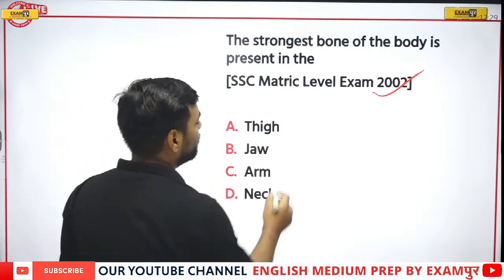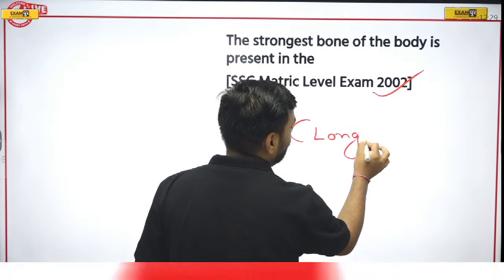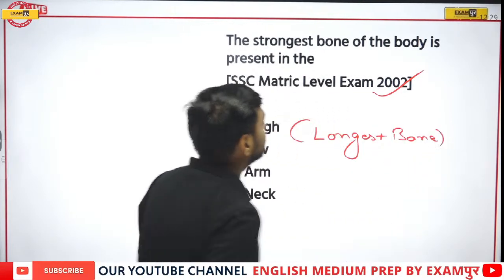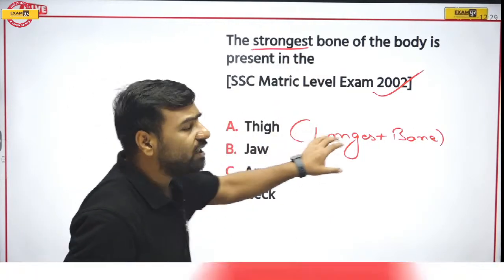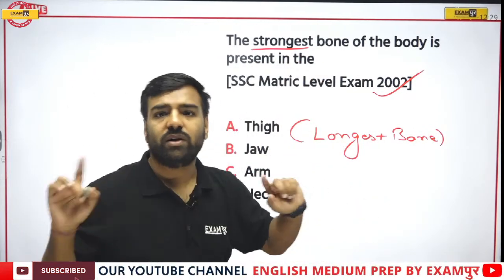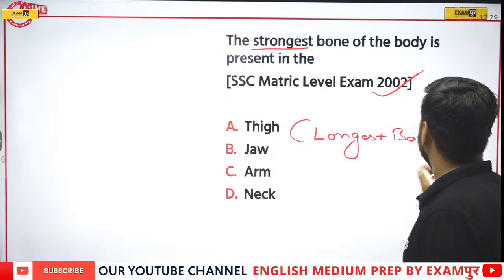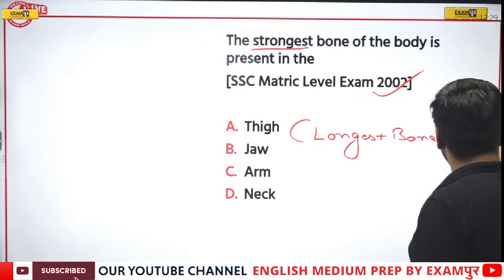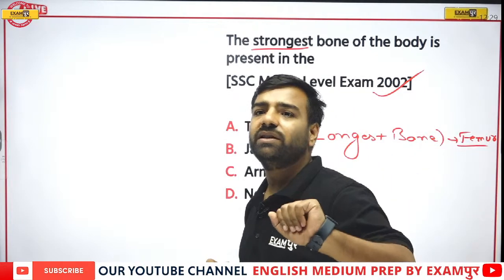Why? Because when we talk about the thigh, it has your longest bone. And what is asked in the question? They are asking about the strongest. But thigh is the longest. Longest and strongest are different things. So Ram, you are right, you are talking about femur. But Ram, is femur correct? No. Femur is the longest bone. Correct? So it's good that you have given this answer.